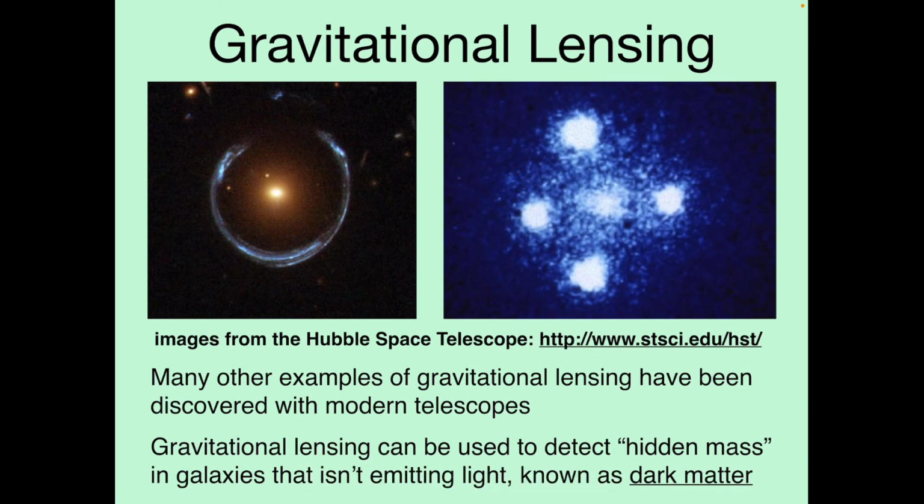Gravitational lensing has proved to be a very useful tool for studying the universe. Among other things, gravitational lensing has been used to detect dark matter. Dark matter is the hidden mass in galaxies that isn't emitting light, but we can tell it's there because of the gravitational effect it has. So one way we can detect dark matter, at least indirectly, is through its gravitational lensing effect.